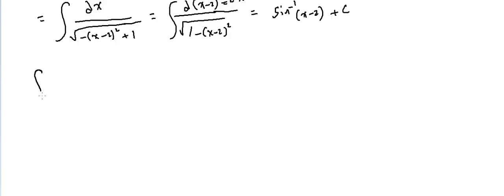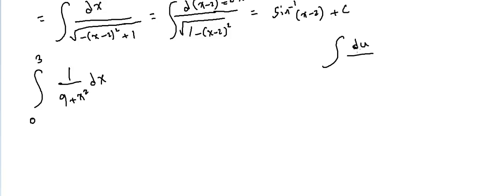Okay, it's the definite integral from 0 to 3 of 1 over 9 plus x squared dx. Okay, this one looks like the rule for the integral of u prime dx, or du, I prefer to put it du, over 1 plus u squared, which is equal to tangent inverse of u plus c, right? So we should have 1.